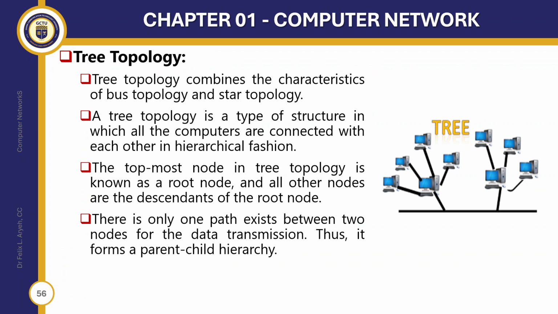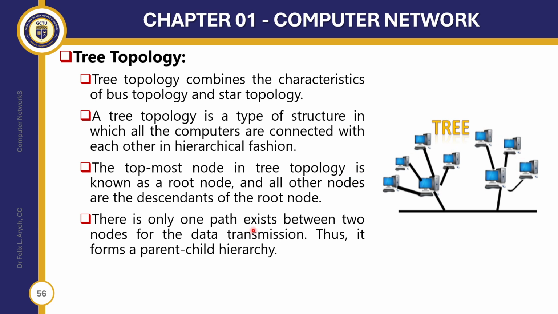Now the tree topology, as you can see, also looks similar to the bus. It's quite similar. So the tree topology combines the characteristics of the bus and also the star topology. The tree topology is a type of structure in which all the computers are connected with each other in a hierarchical fashion. The topmost node in the tree topology is known as the root, and all the other nodes are the descendants of that node. So this is the root node, and these are the descendant nodes.